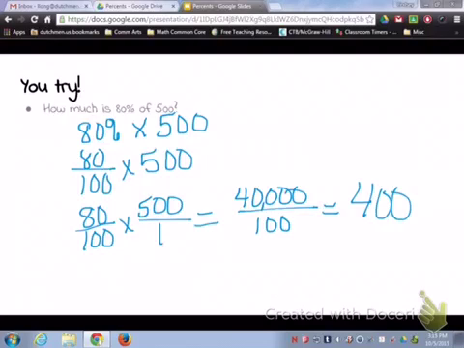If I were going to work this out with the tape diagram method, I would do the same thing as I did in the previous problem, and then instead of looking at the 30%, I would look at the 80%, and when I do, I can see that that is 400.